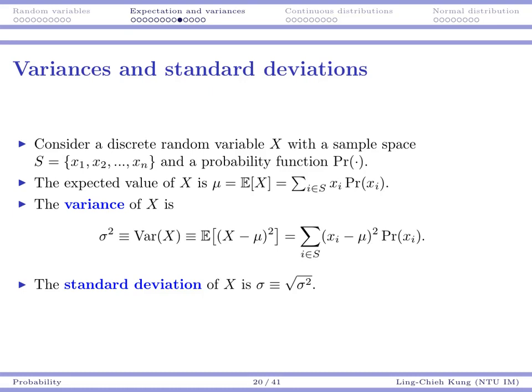Okay, so now let's talk about variance and standard deviations. Suppose that I have a discrete random variable capital X, and again sample space x1 to xn, and the probability function P of something. Okay, we know that the expected value of X is the weighted average of all values with respect to their probabilities. Then we can define variance.